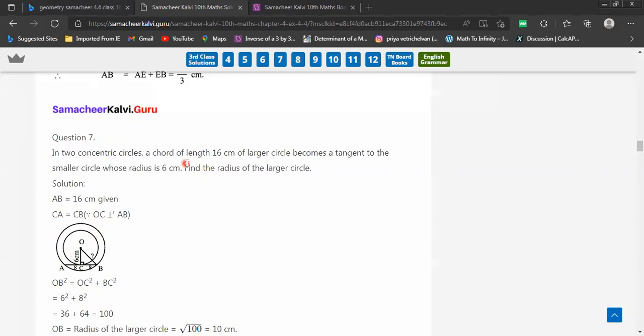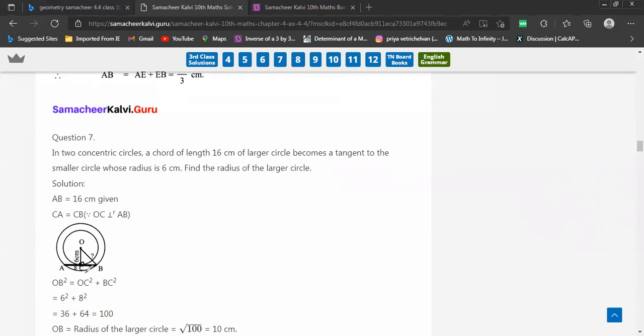So they said chord of length 16 centimeter. So chord is nothing but the biggest, what can we say? The biggest diameter of the circle. You can take this line. So that's going to be 16. So you have 8 and 8.